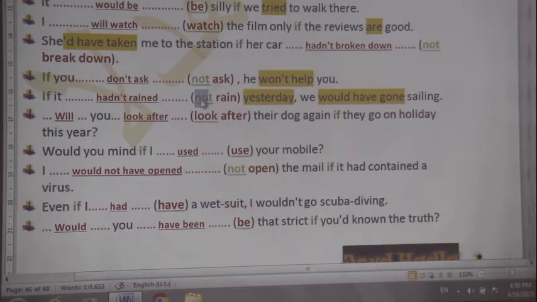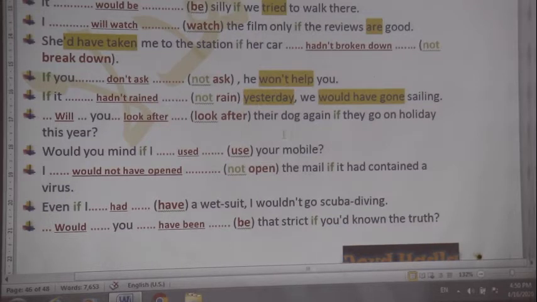So past perfect negative. I hadn't. If it hadn't rained yesterday. Again, if it hadn't rained yesterday, we would have gone sailing. So it is a hypothetical situation.